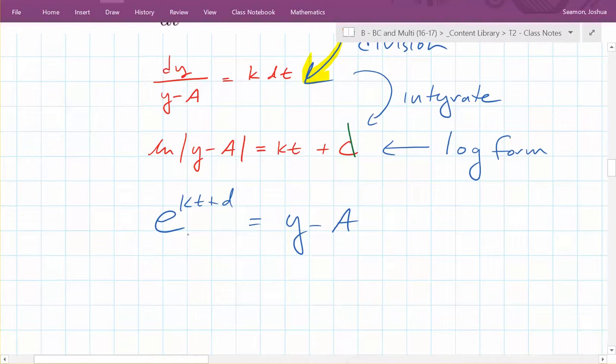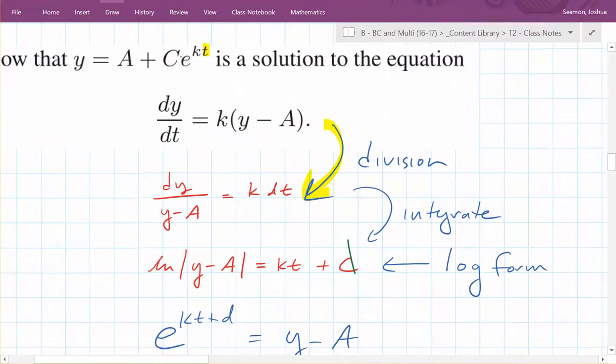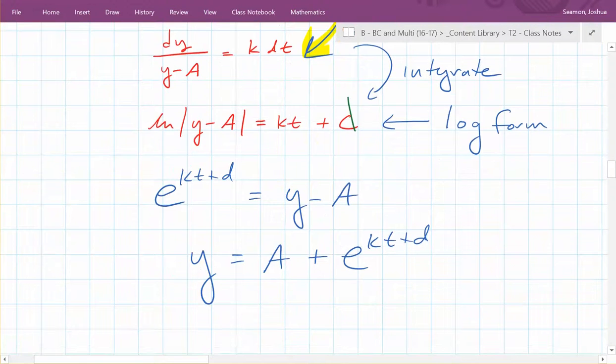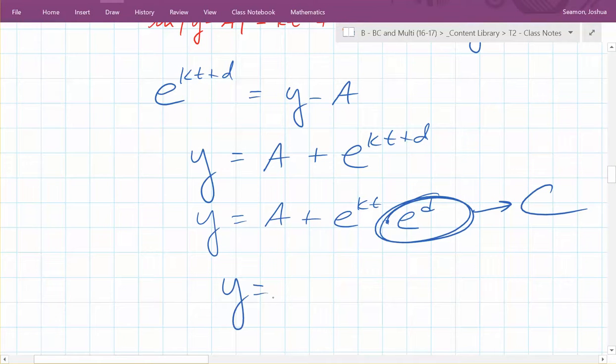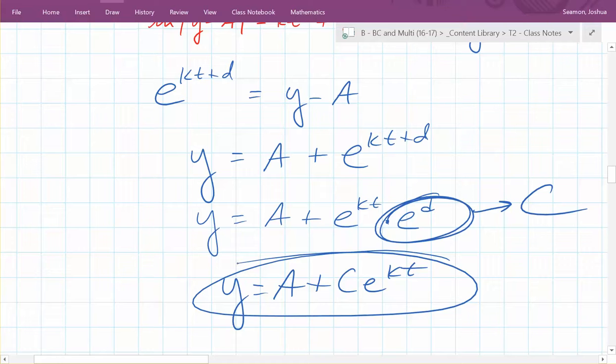Because ln is log base e. So what do you end up with? Y is equal to a plus e to the kt plus d. But it's not quite this, right? You want this c to pop out there? Well, you just rearrange it. Y is equal to a plus what? E to the kt times what? E to the d. And then what do you call that? Just call it a constant c. So do we now have it? Yes. You're going to see this equation hundreds of times in your life if you take more math. Absolutely. It's very, very common.